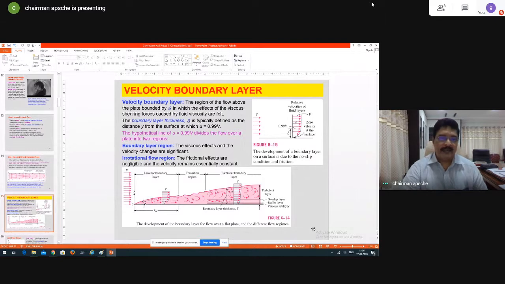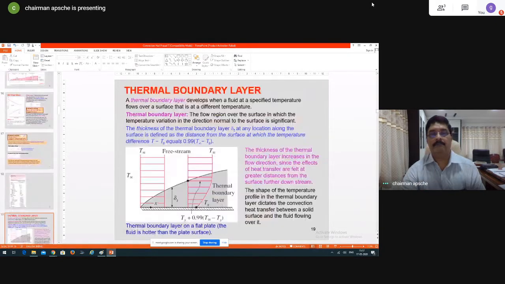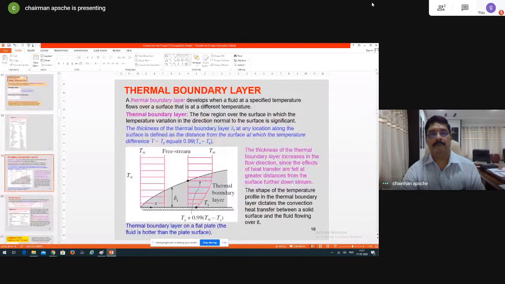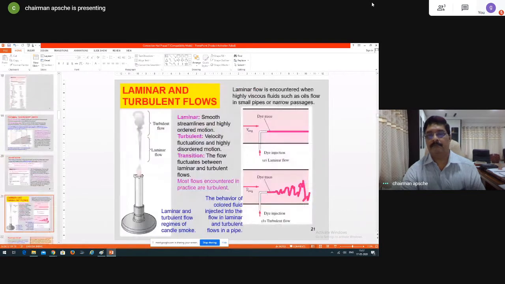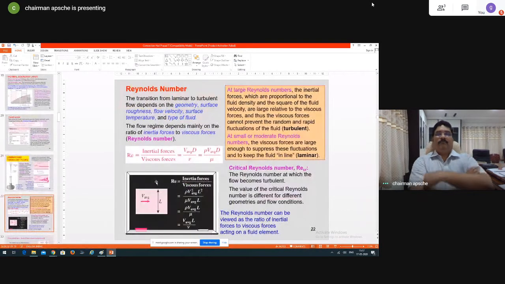Hydrodynamic boundary layer. And if you look at fluid dynamics, let me talk about Reynolds number and then go back there.